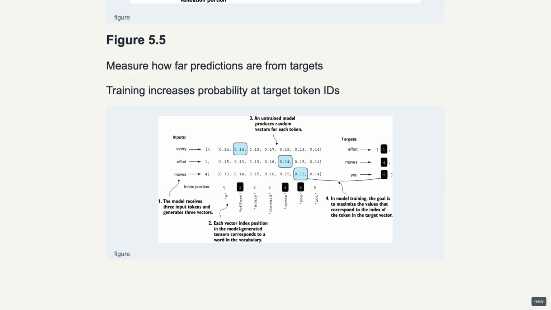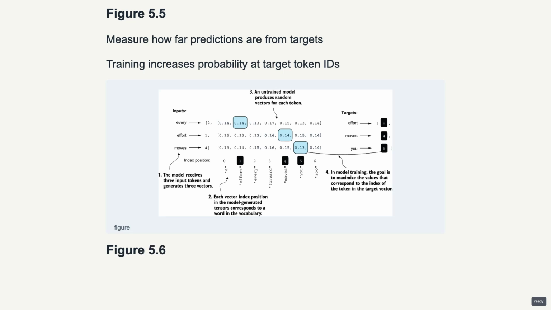Focus on the highlighted target positions in the probability vectors. Training tries to push those particular entries upward, while other entries fall relatively lower. Before training, the probability vectors are mostly random. The goal is to reshape them so the correct token IDs become the strongest entries.